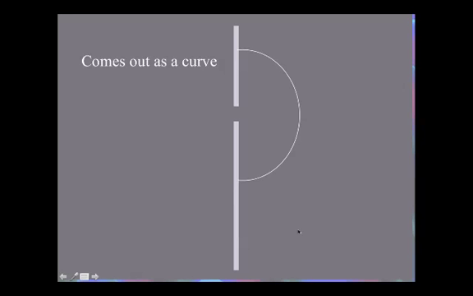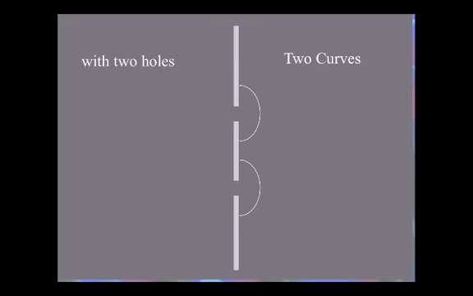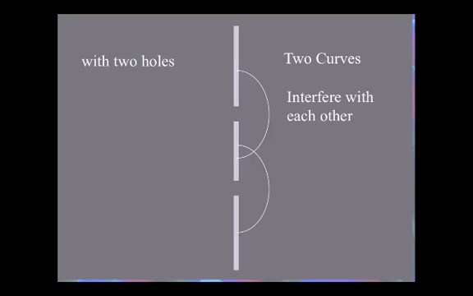Then when it goes through a slit like this, it comes out as a curve on the other side. That's what waves do. So what if we have a barrier that has two slits in it? Now let's pass our wave through this barrier. What do we get? We get two curves. And those two curves interfere with each other.